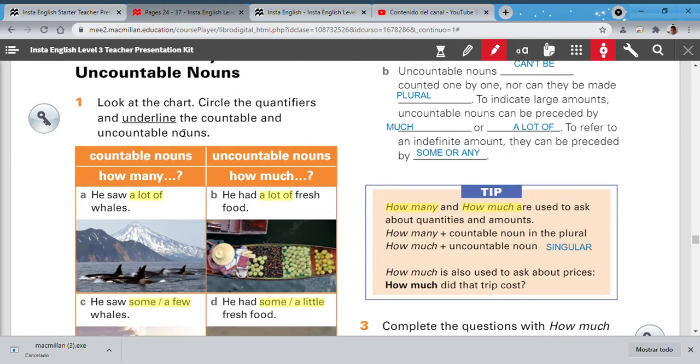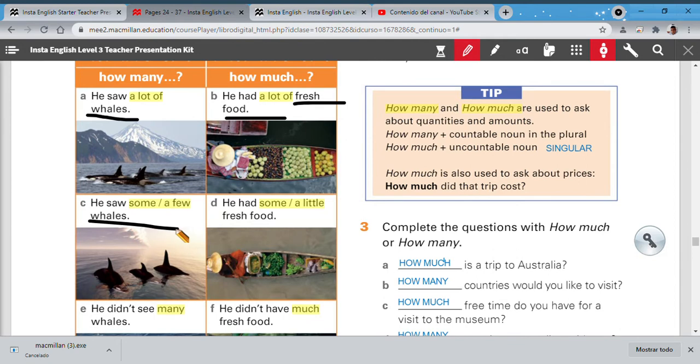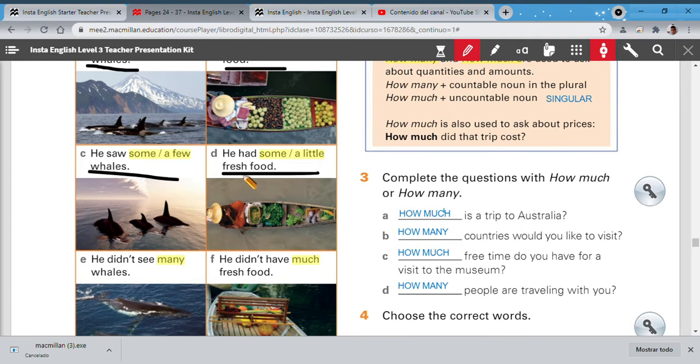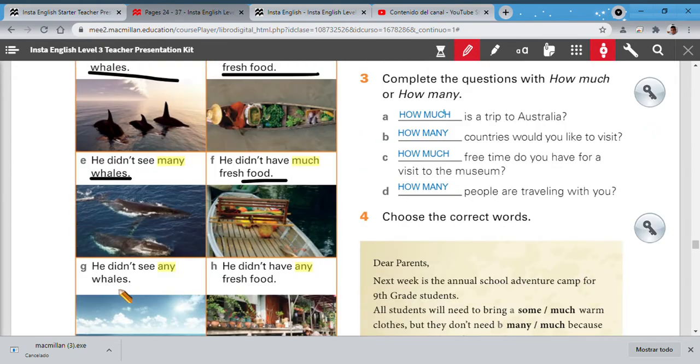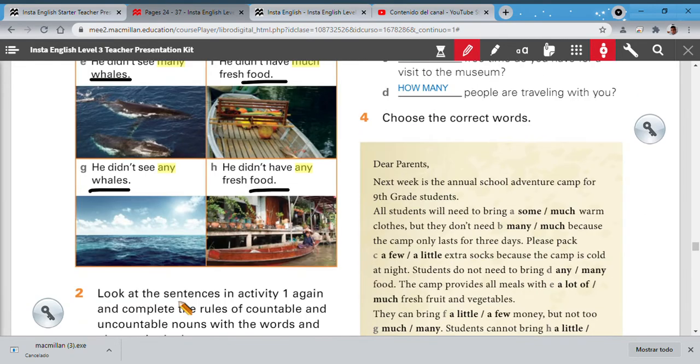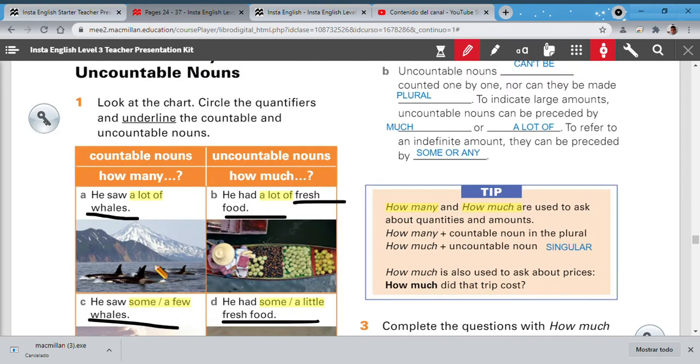Now, underline the nouns. That's much easier for me. Whales, fresh food. No, here we're using an adjective. The idea is food. Whales, food. Okay, nouns and quantifiers. Okay, teacher. Pero how what? Now this is very easy.